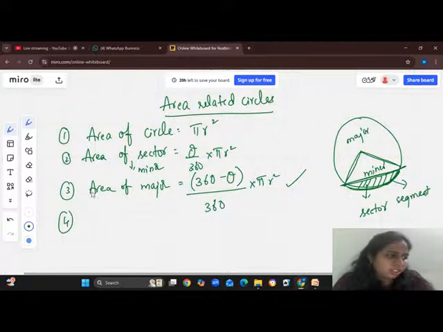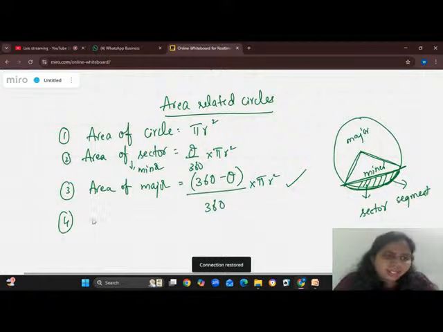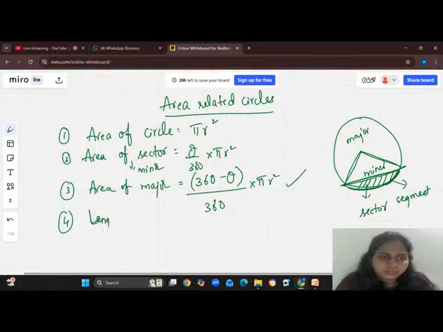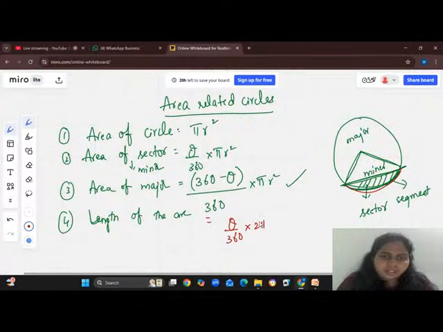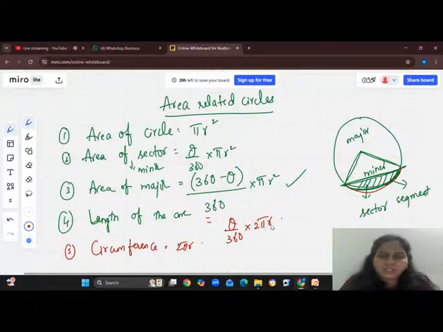Coming to another important formula, that is the length of the arc. This is called the length of the arc. The length of the arc is theta by 360 into 2 pi r, the circumference. You also have to know that the circumference of a circle is equal to 2 pi r. So if you multiply it with theta by 360, you get the length of the arc. These are the important formulas.